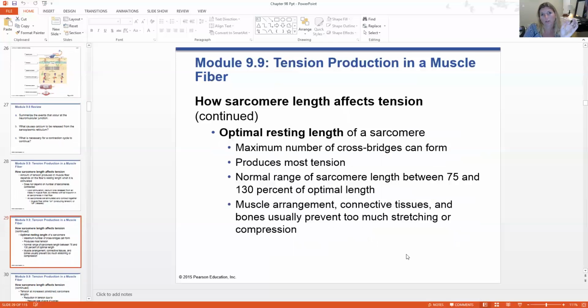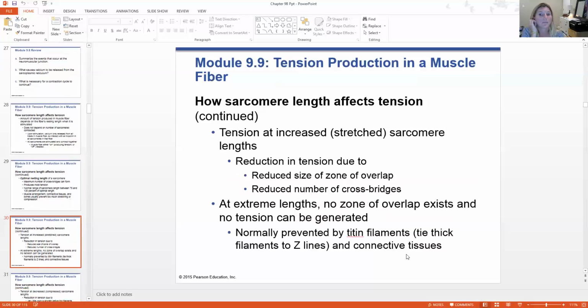So our sarcomeres basically have to have an optimal resting length. In other words, this is going to maximize the number of cross bridges that can form. The more cross bridges that can form, the more powerful the power stroke, the more tension that can be produced, the more movement that can be produced, et cetera, et cetera. So the normal range of sarcomere length is between 75 and 130% of its optimal length. So in other words, you want to get it right in the middle.